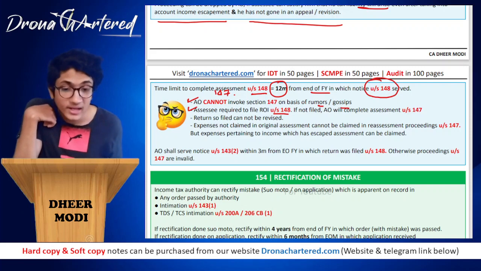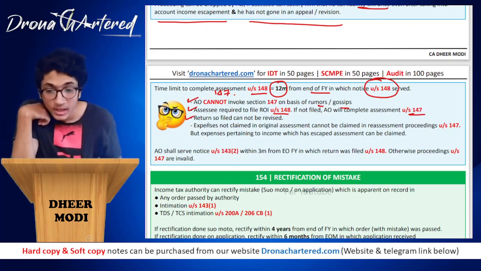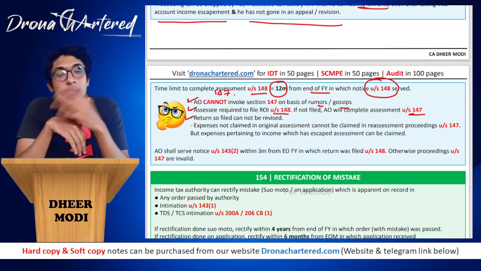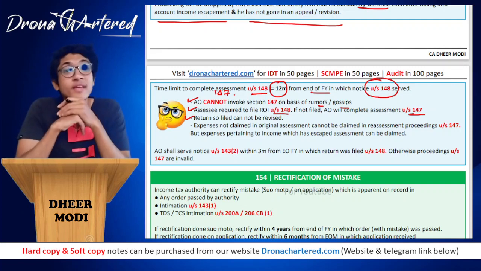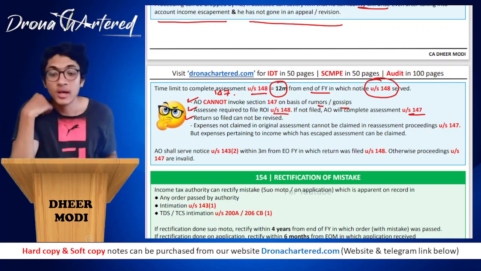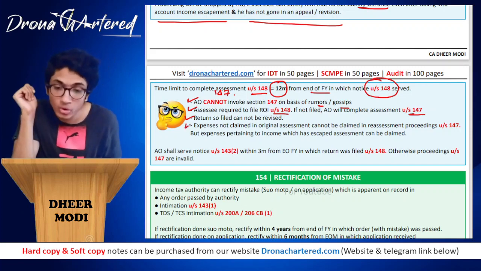If not filed, the AO will complete assessment under section 147. Return so filed cannot be revised. As we had studied your revised return, your belated return, section 139(5). 139(4) was your belated return, 139(5) was your revised return. So the return so filed under this section cannot be revised. It is once and for all.